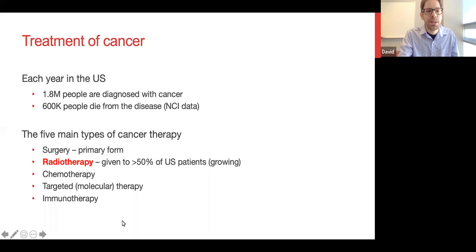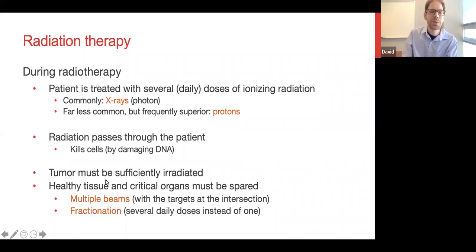So radiotherapy is the one I'll talk about today, and it's already a major form of treatment. It's given to more than half of the patients in the US, either as the main form of treatment or as a part of a treatment that uses maybe several of these modalities. So what happens during radiotherapy is that the patient is treated with several daily doses of radiation. This is not delivered all at once, but rather over several consecutive work days when the patient is irradiated.